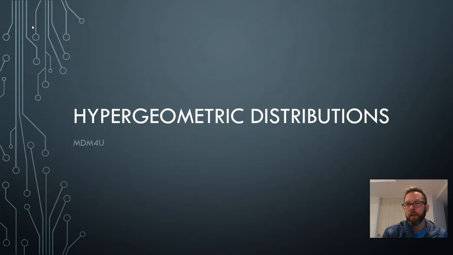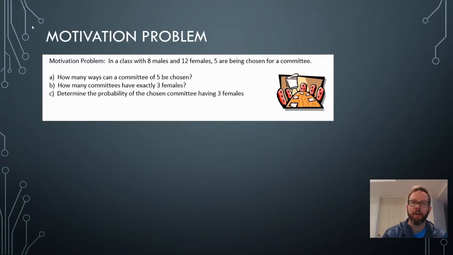Hey everybody, in today's lesson we're learning about a new type of probability distribution called hypergeometric distributions. So let's get started. I have a motivation problem for you. This is a problem that we are able to do after our last unit on organized counting involving committees and therefore combinations. So I've scaffolded this problem for you.